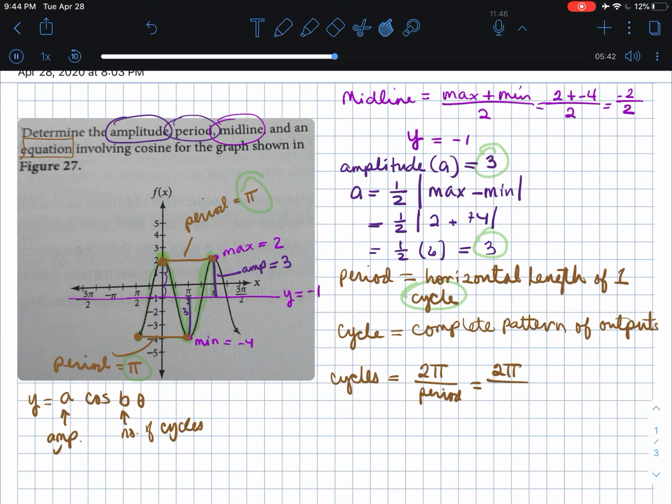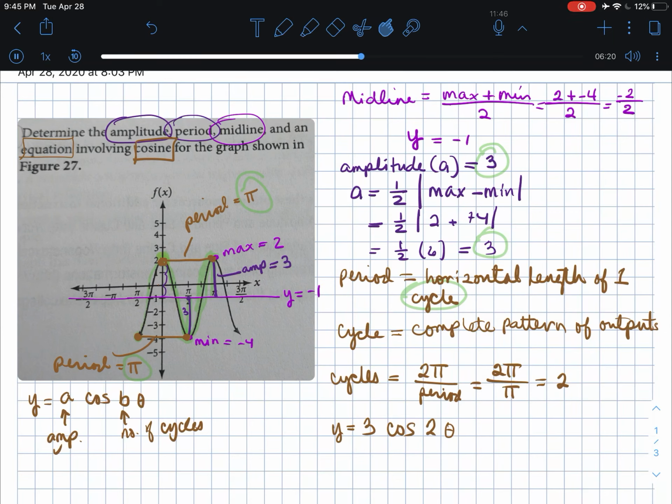So what's our period? It is pi, so 2 pi divided by pi gives us 2. That means our number of cycles is 2. So from there, we'll be able to write our function. Y equals A, our amplitude, is equal to 3. And then we say cosine, because again, here it says cosine. And then B is the number of cycles, which is 2. And then theta. That's it.